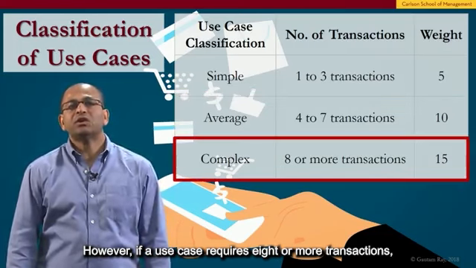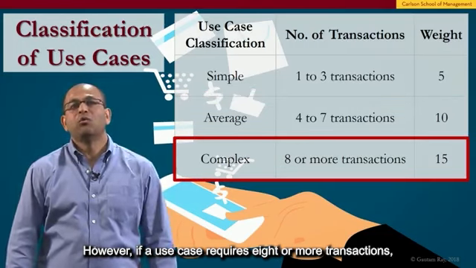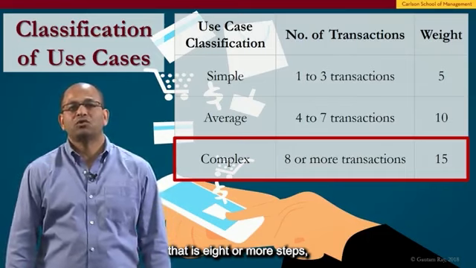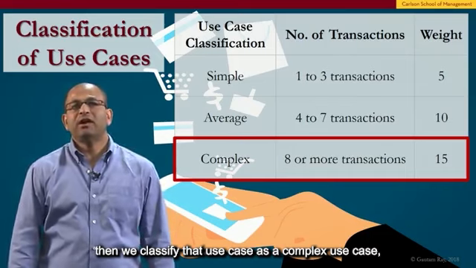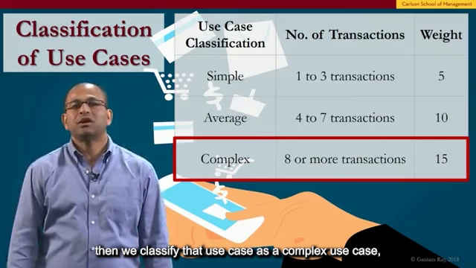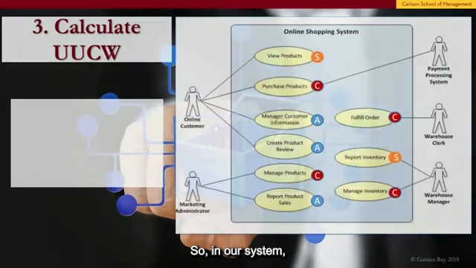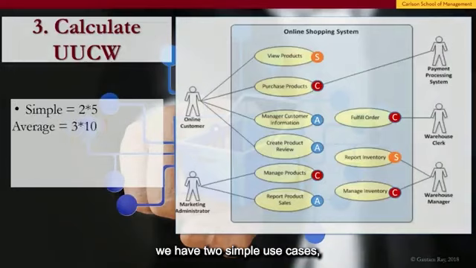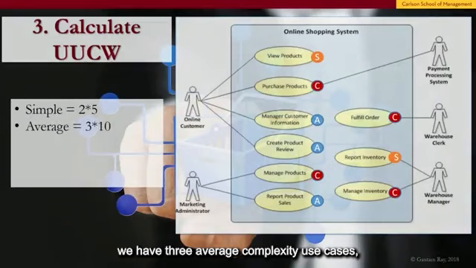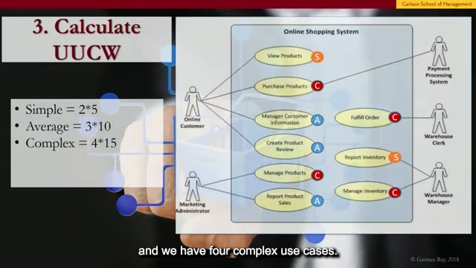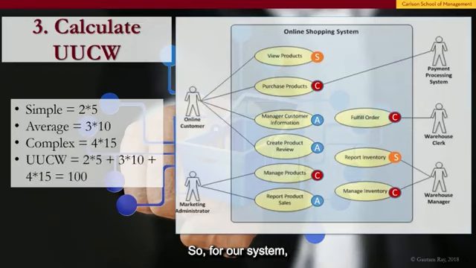However, if a use case requires 8 or more transactions, that is 8 or more steps, then we classify that use case as a complex use case, and a complex use case has a weight of 15. So in our system, we have 2 simple use cases, we have 3 average complexity use cases, and we have 4 complex use cases. So for our system, our unadjusted use case weight is 100.